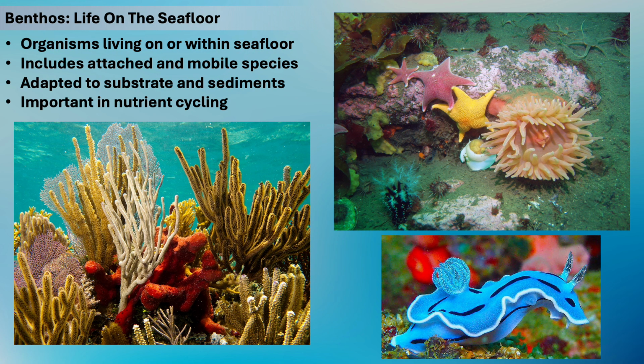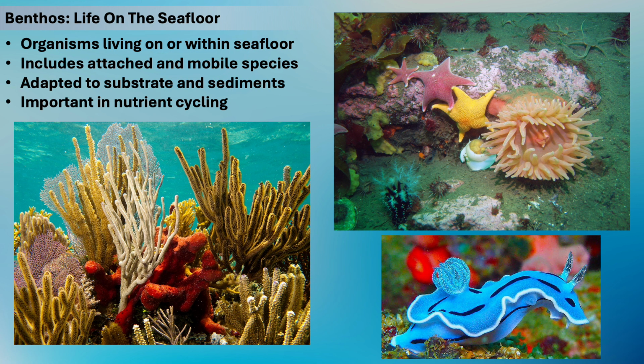These organisms rely on water movement to bring food particles or nutrients to them. Because they cannot move, they must be well adapted to the local environmental conditions of their habitat. Other benthic organisms are mobile and can crawl or burrow through sediments. Examples include crabs, sea stars, worms, and many mollusks. These organisms interact closely with the seafloor sediments, feeding on organic material that accumulates on or within the substrate.